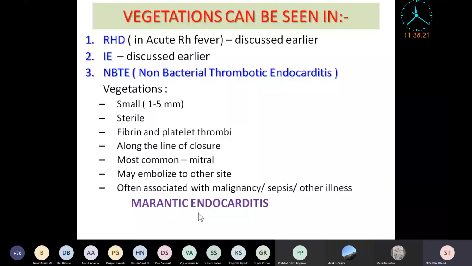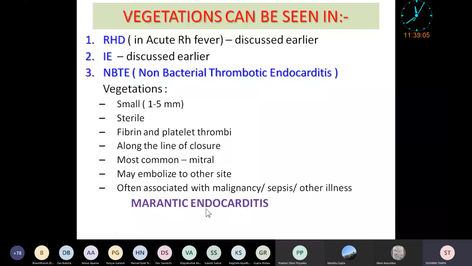Usually this kind of vegetation is present when the patient is having any malignancy or sepsis or other illness. This kind of vegetation is also known as marantic endocarditis. So when you talk about non-bacterial thrombotic endocarditis, there will be presence of vegetations, and these are present along the line of closure. They can be present in any valve, but mainly in the mitral valve, and they are sterile, meaning there is no presence of any bacteria. They are formed because of the thrombi, which are formed due to the fibrin and the platelets.